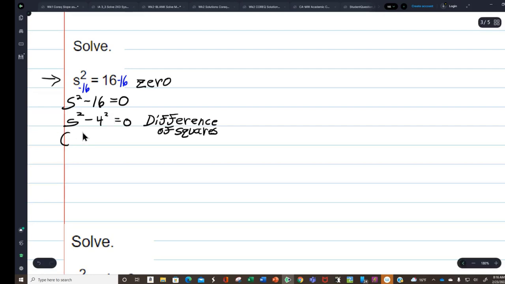Right, so boom, boom, boom, boom equals 0. Take the s squared, split it apart. Take the 4 squared, split it apart. Put a plus and a minus. That's how you factor the difference of squares. And if you multiply them back together, you will get s squared minus 16.